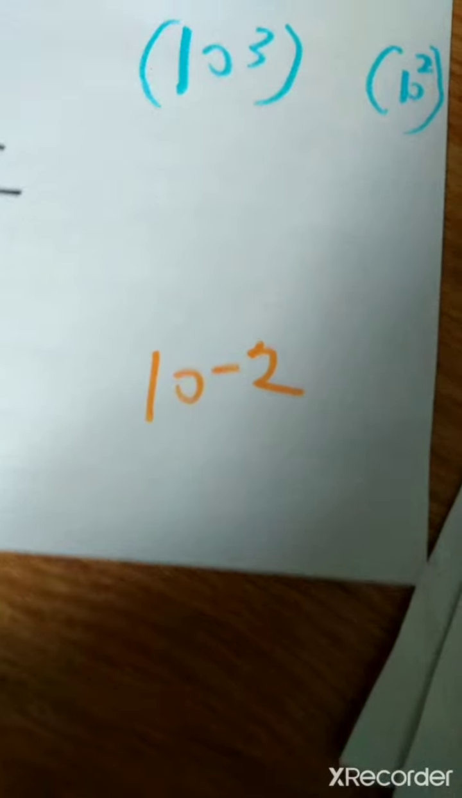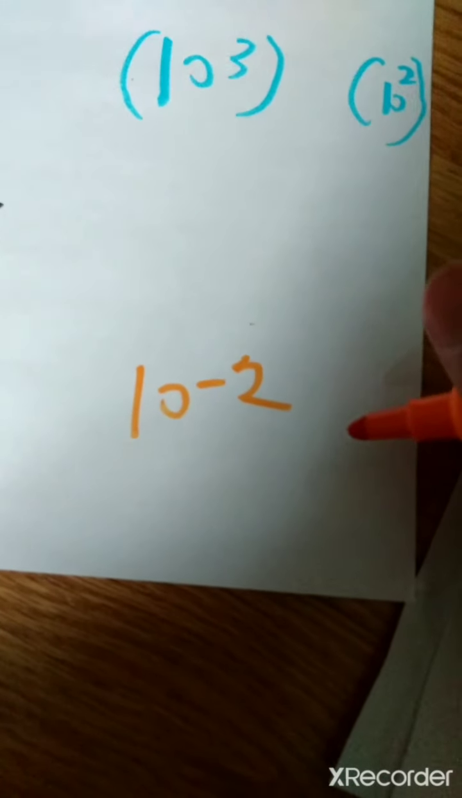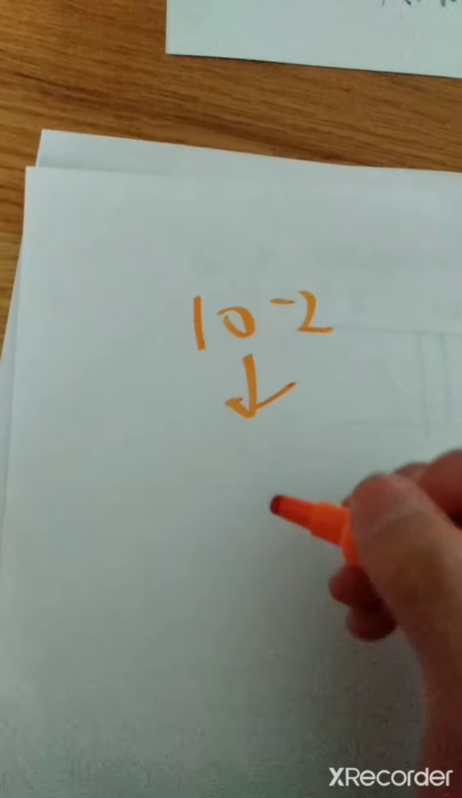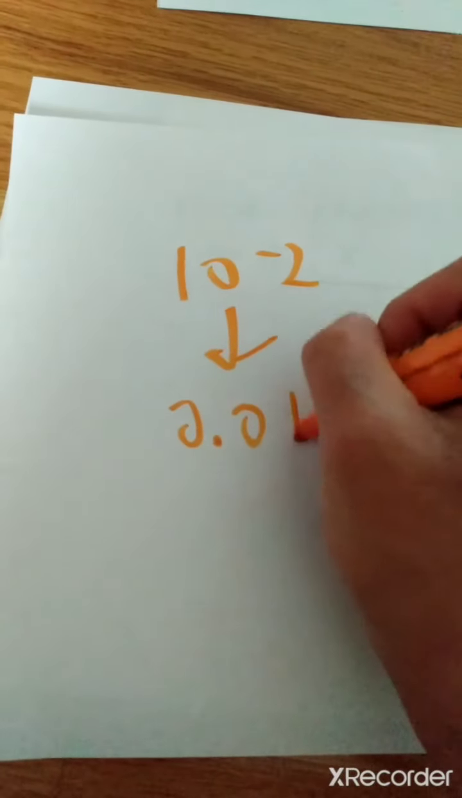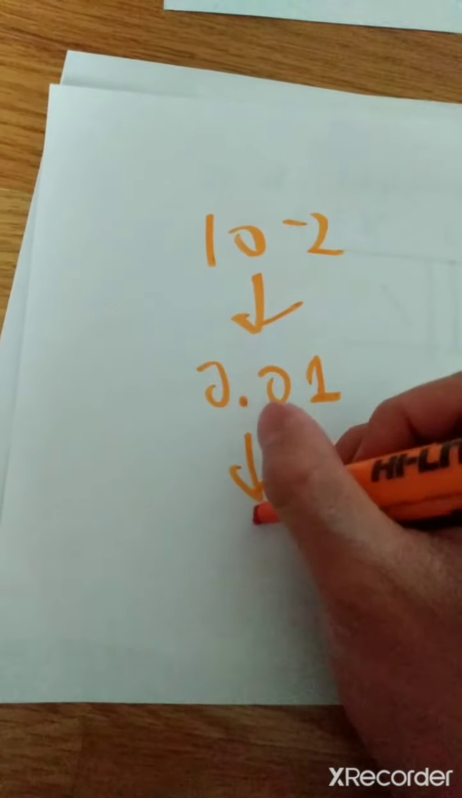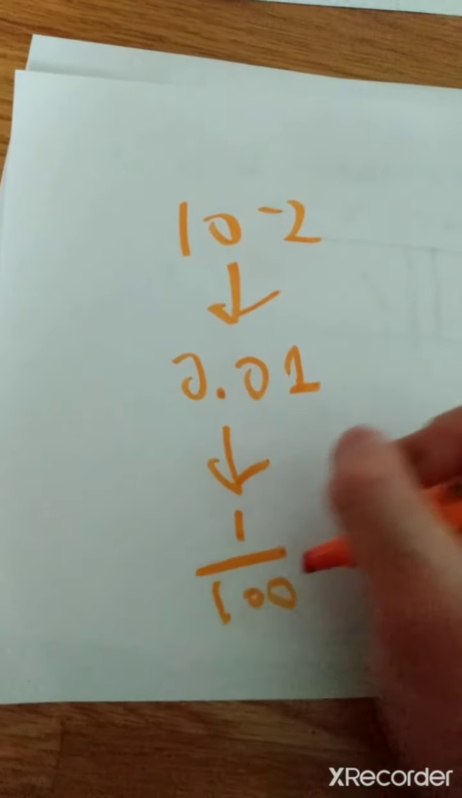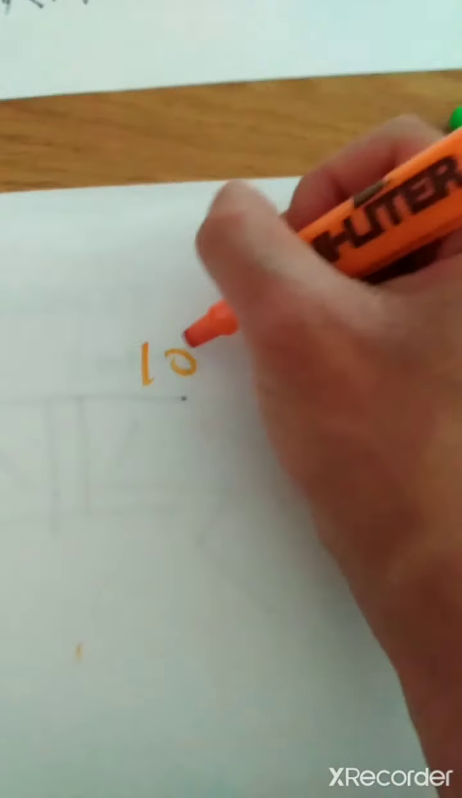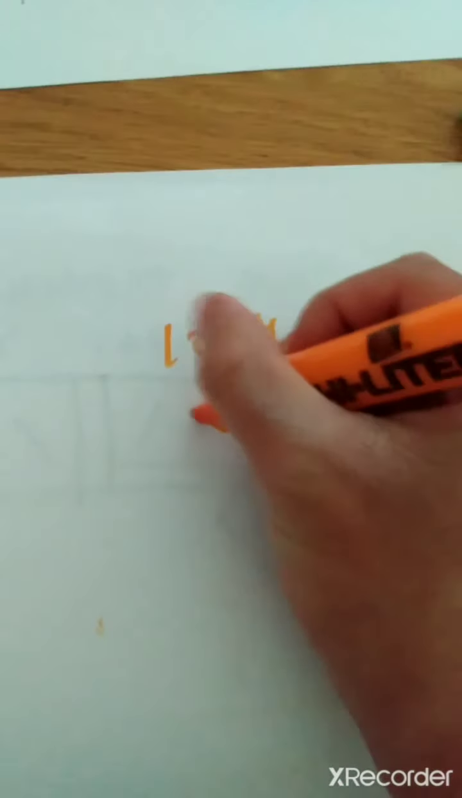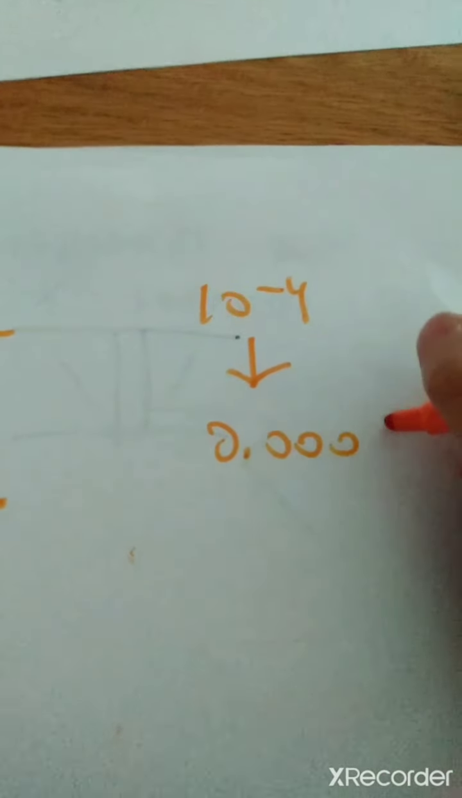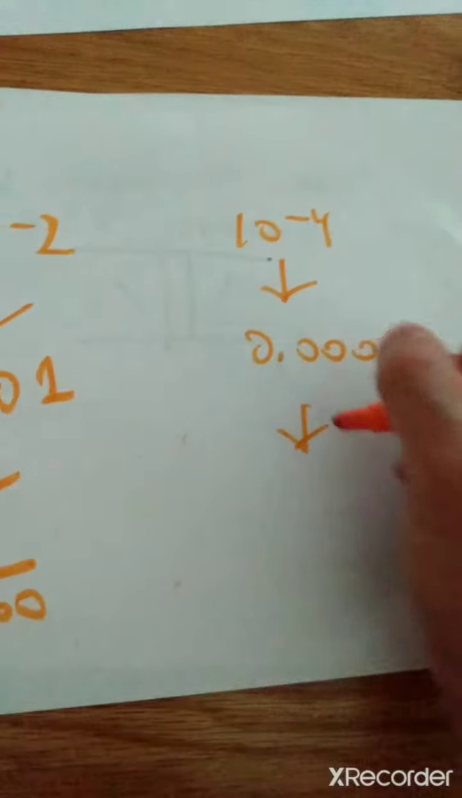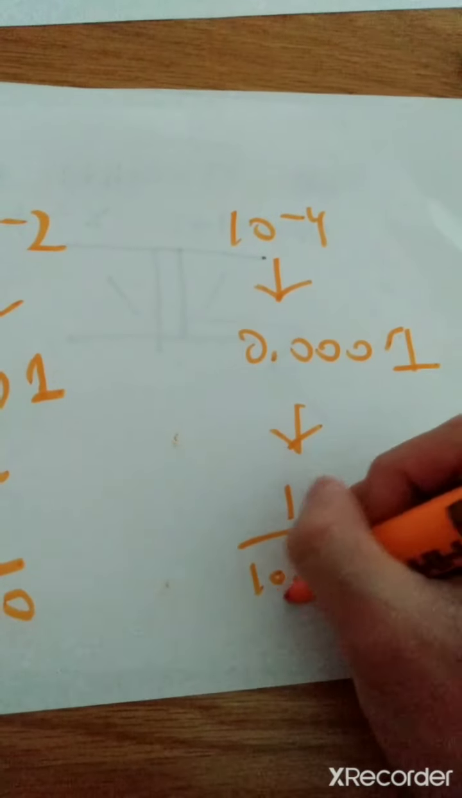The last thing we're going to be reviewing is a number with a negative exponent. If we have 10 to the power of negative 2, in decimal form you're going to get 0.01, and in fraction form you get 1 over 100. If we say 10 to the power of negative 4, in decimal form you get 0.0001, but in fraction form you get 1 over 10,000.